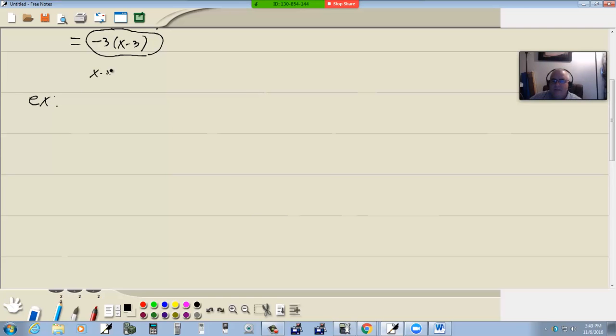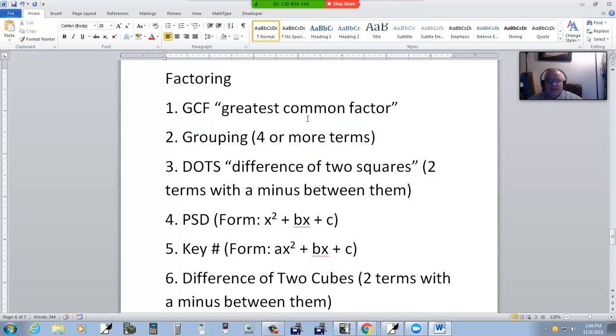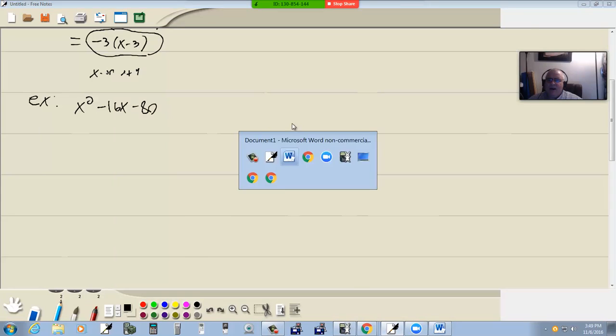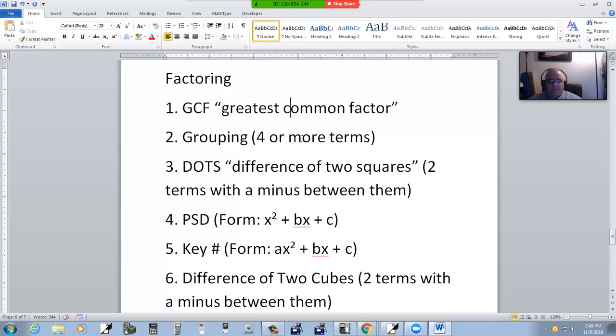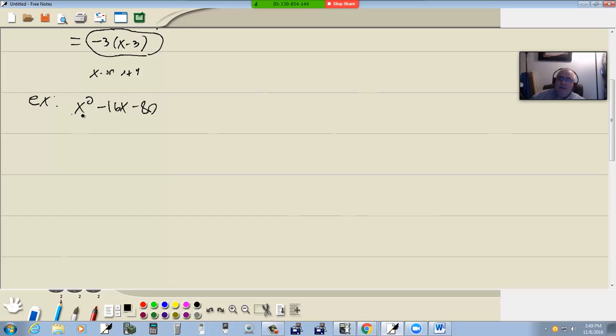And that would be our answer. Let's say we got x squared minus 16x minus 80. And we want to factor this. Well, GCF, we don't have anything in common. Grouping is 4 or more terms. No. Difference of squares. Nope. PSD. The form we're looking for here is x squared x, no number in front of our x squared.